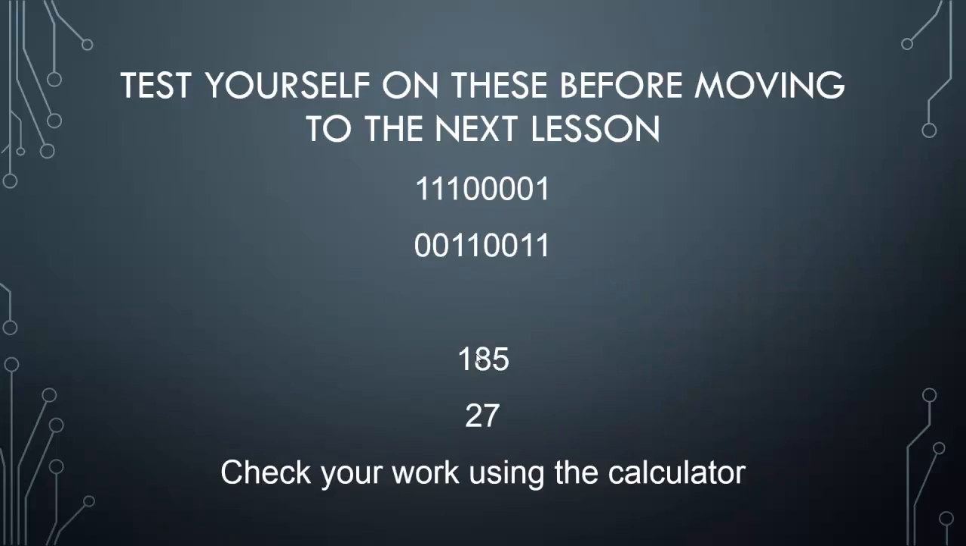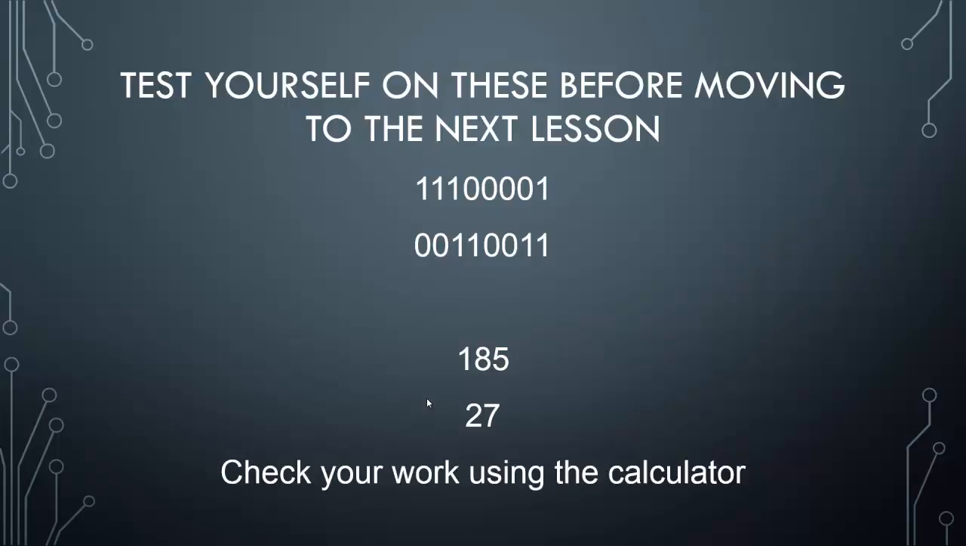So some practice. Convert 11100001 from binary into decimal. And then 00110011, convert that into decimal. And then take 185 and 27 and convert those both from decimal into binary. And make sure you check your work using the calculator.